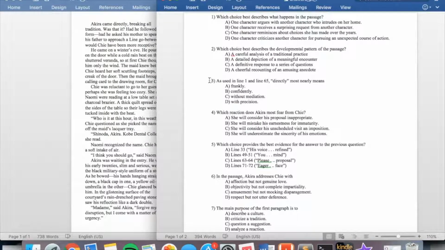Now, this question is an example of that second type, the very specific question. In this case, it's talking about one word, and it gives you line numbers to find it. So I don't need to think about this question at all until I reach it, because once I see it, I can go to those lines, find the context, and answer the question. So I won't worry about that for now.